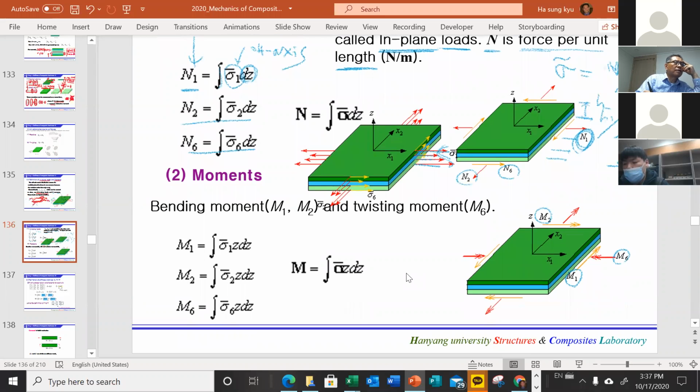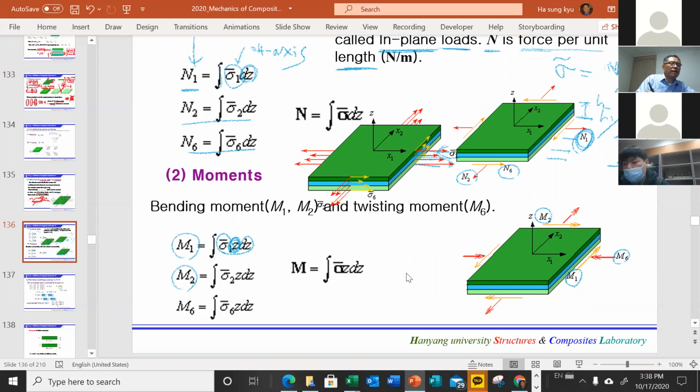For the bending moment, as we notice here, we don't know the precise stress distribution, but by definition of a moment, we have sigma 1 times Z, which is a force, and we multiply by Z to have a moment.